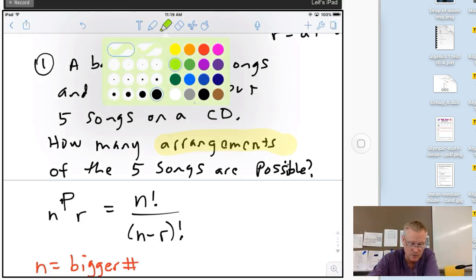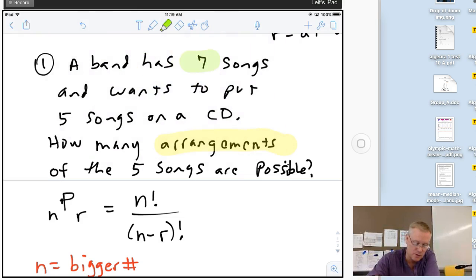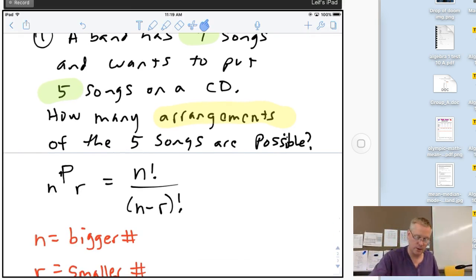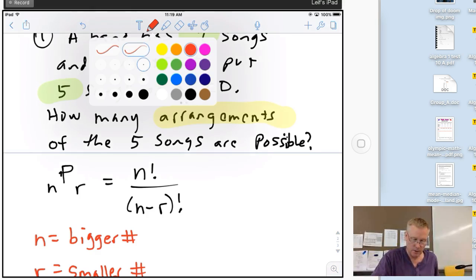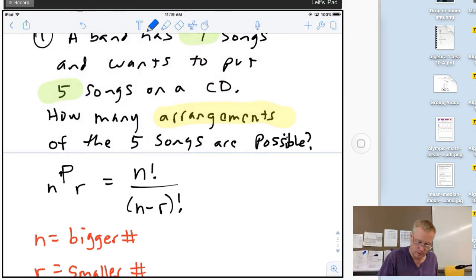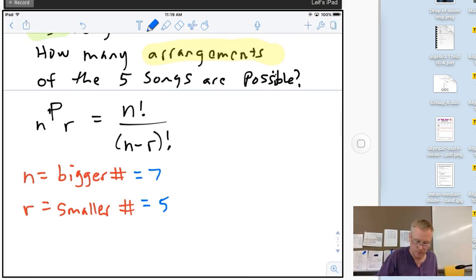So when I say the 2 numbers, I've got 7 songs and we're putting 5 on a CD. Those are my 2 numbers. The only way this formula actually works mathematically is if n turns out to be the bigger number. So in this case, 7 is the bigger number, 5 is the smaller one. Now let me plug those into my formula and we can solve it.